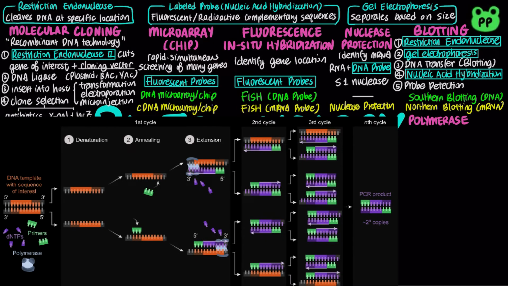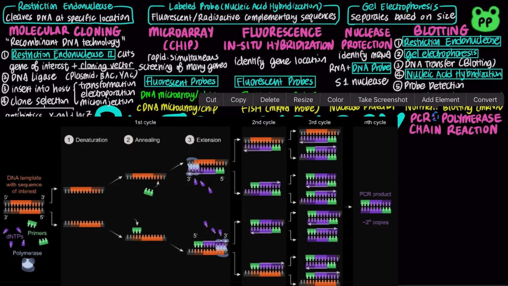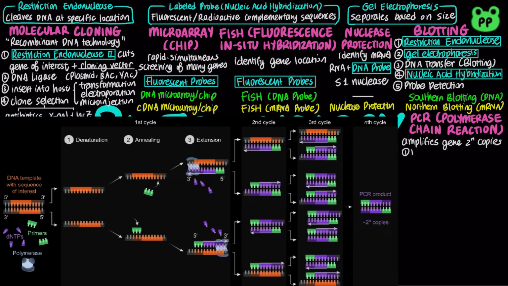Polymerase chain reaction, abbreviated as PCR, amplifies a specific DNA sequence to study in detail. It involves a three-step cycle: denaturation, annealing, and elongation. During denaturation, the DNA is heated to separate the strands. During annealing, synthetic oligonucleotide primers are added to bind to the separated strands.